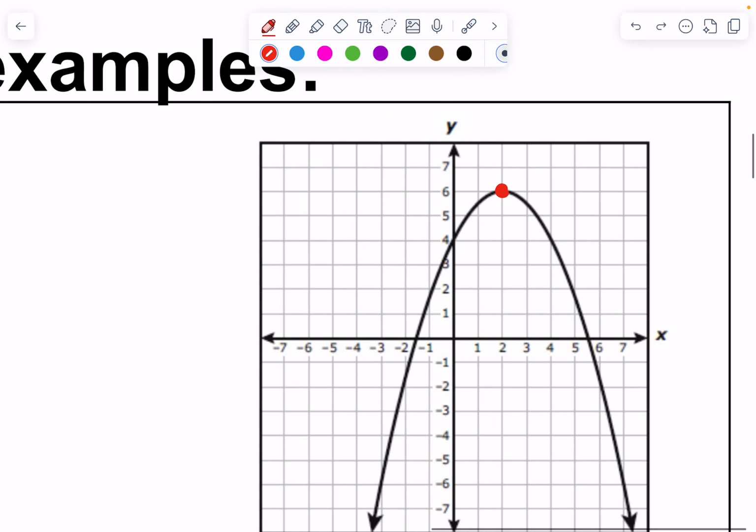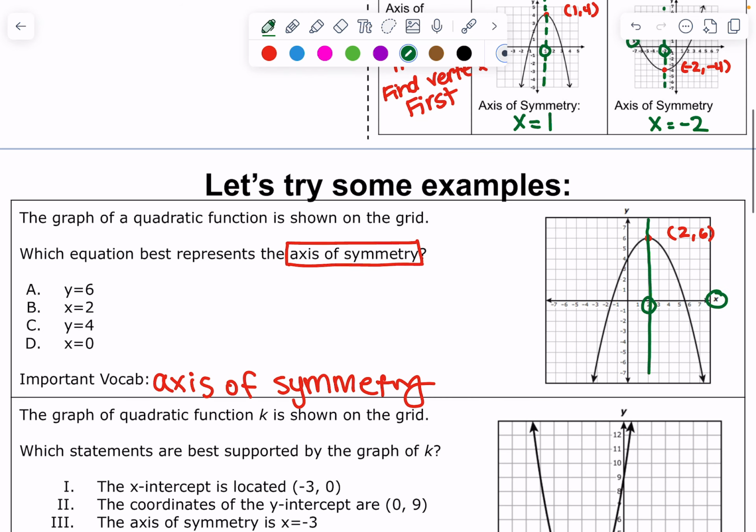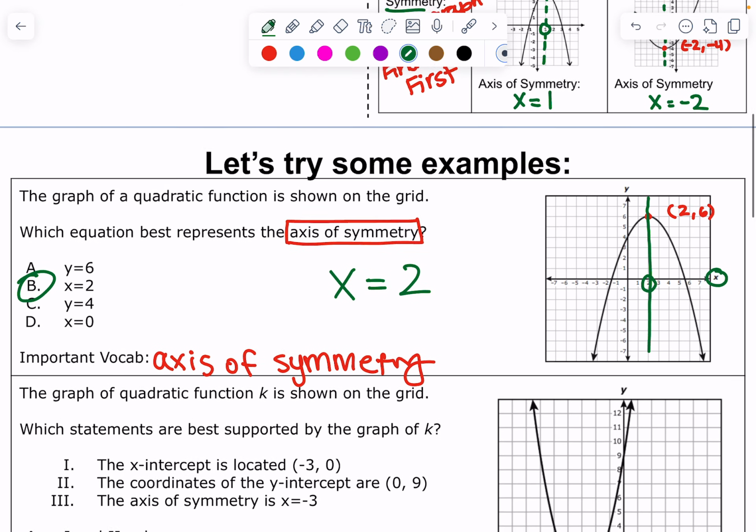So if I find the vertex right here, 2, 6. Now I want to cut it in half. I'm just going to draw a line to cut the graph in half. I see I touch 2 and I touch x. So x equals 2. B. Done.